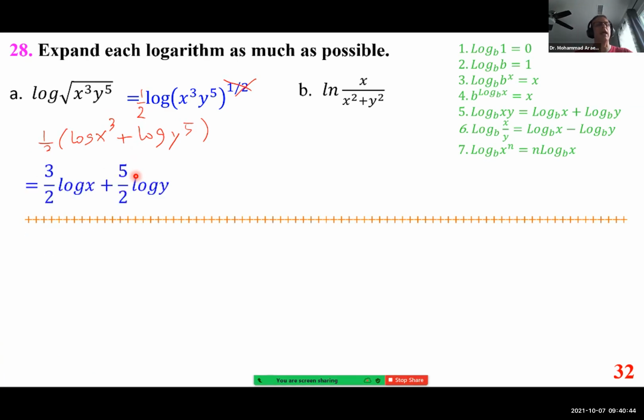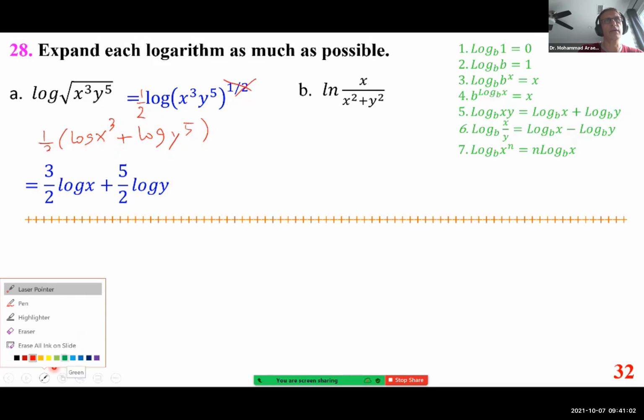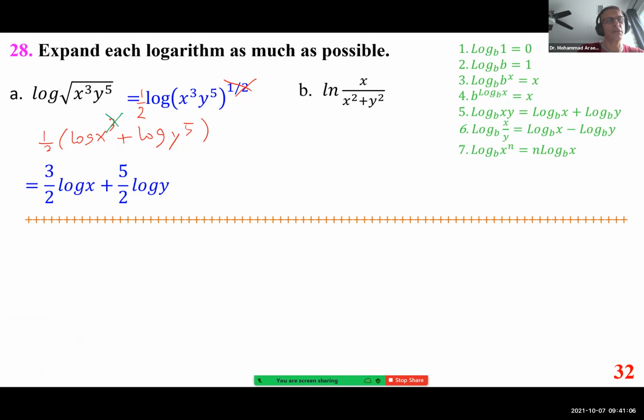So a quick recap. First, we change this to 1/2. Then we bring the 1/2 in front. Then we separate these two into log of x cubed plus log of y to the power of 5. Let's also write this step. So you can cross out the 3, put it in here. You can cross out the 5, put it in front, and now multiply by 1/2.